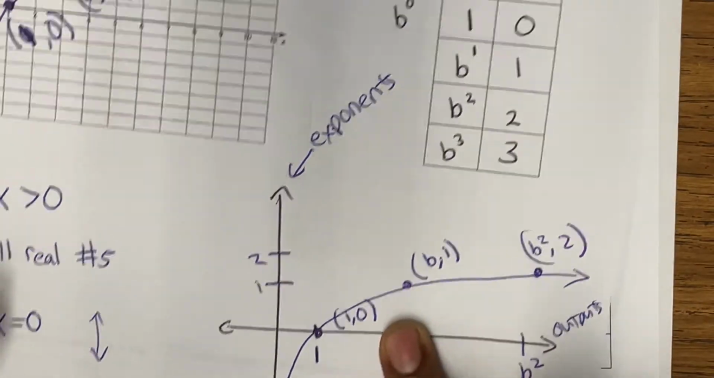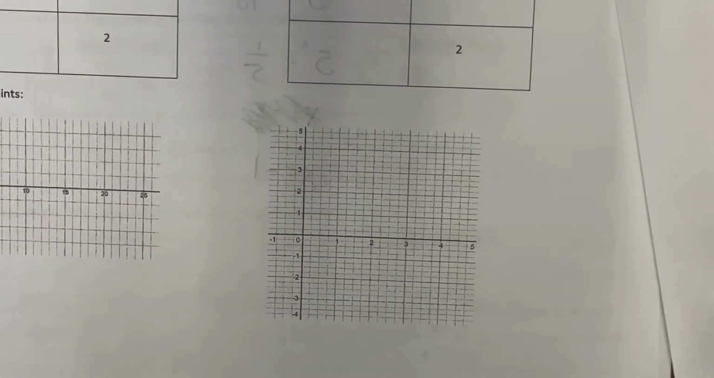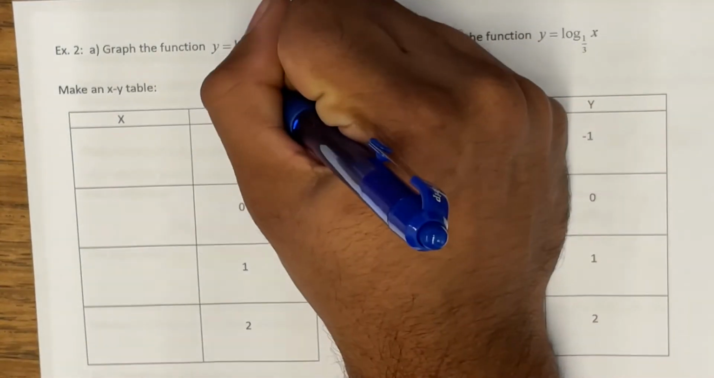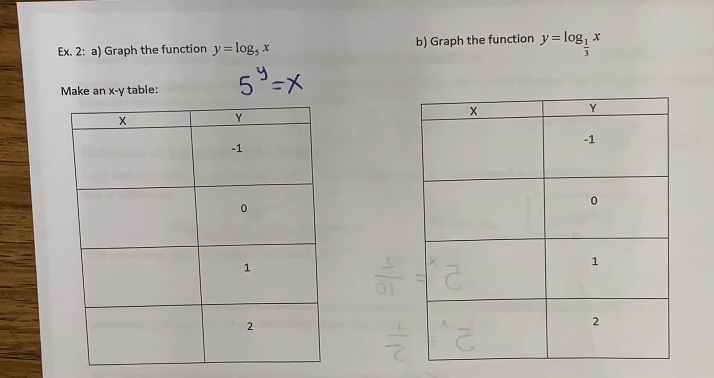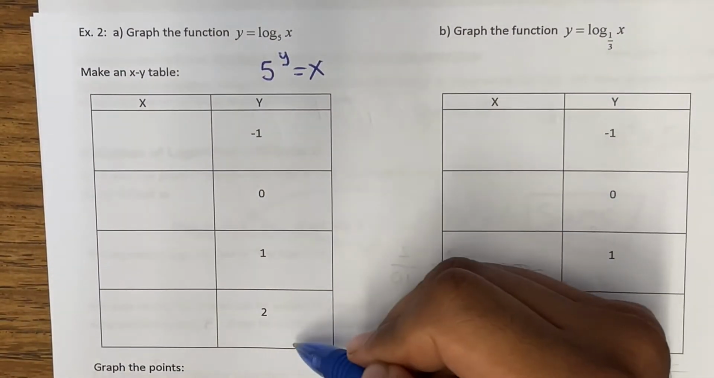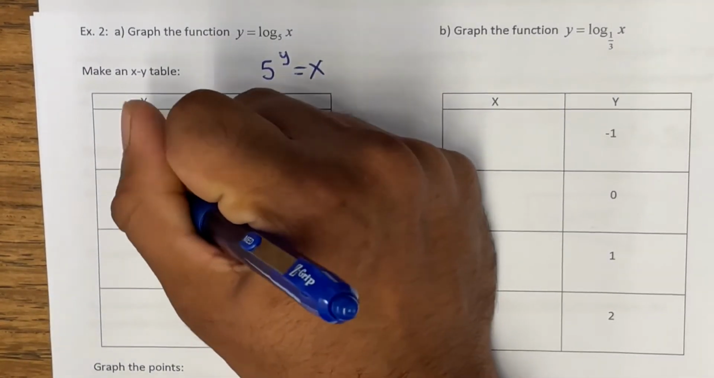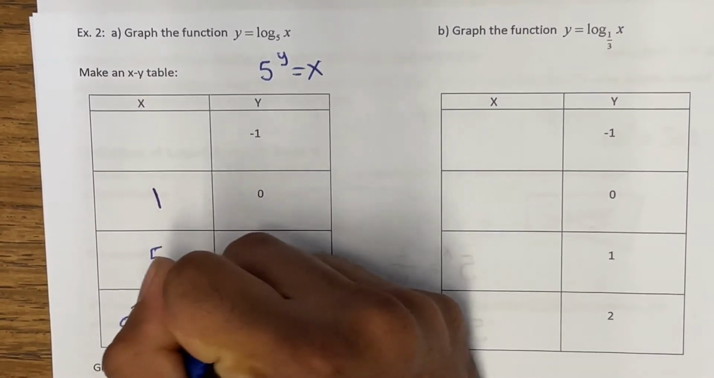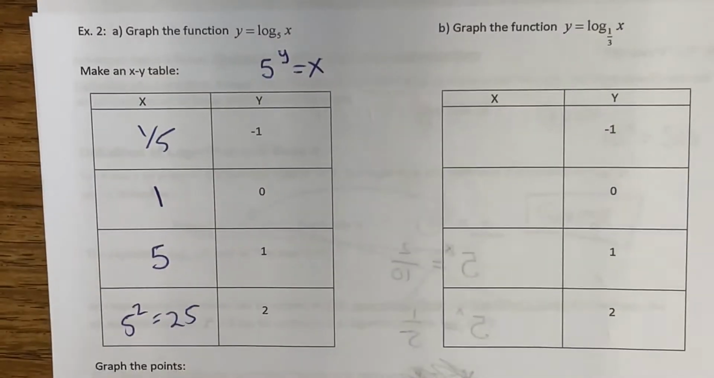So let's do some actual examples. All right, so I mentioned it before. It's easier to think about this as 5 to the y equals x. That's going to be a way easier way to do this. That way I can plug in exponents as y, and I'm just going to use these simple values. At 0, we'd have 1, we'd have 5, and here we'd have 5 squared, which is 25, and here we'd have 1/5. Right?